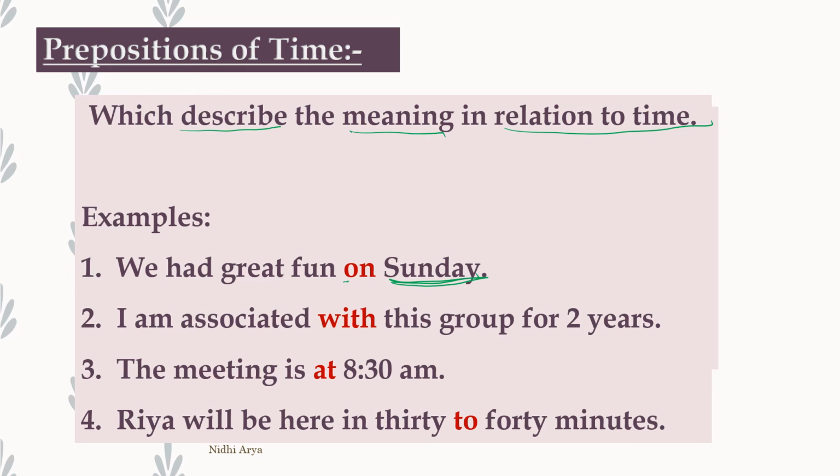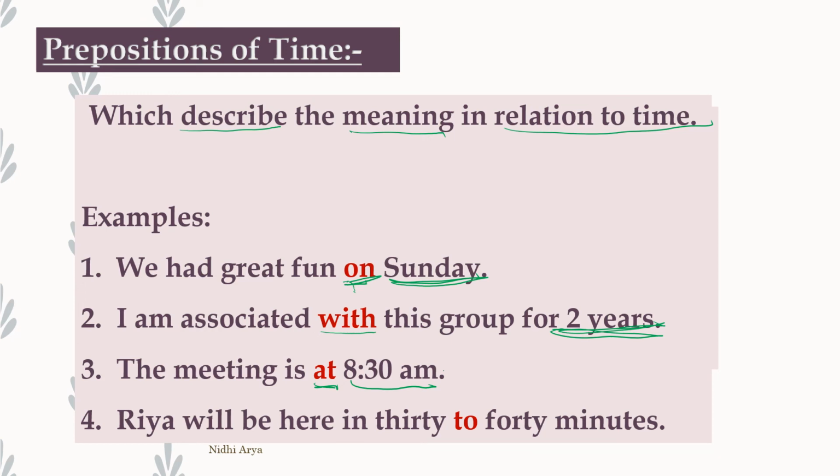So we had great fun on Sunday. Then, I'm associated with this group for 2 years. It's also a time, है ना. 2 साल के लिए मैं था. That's a time period if we say. The meeting is at 8:30 a.m., again a time. So these prepositions in these sentences: on Sunday, for 2 years, or at 8:30 a.m.